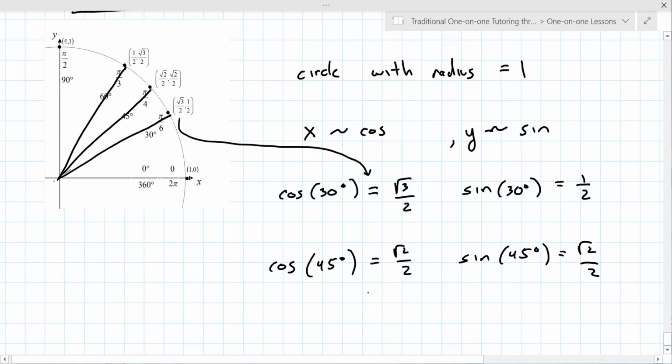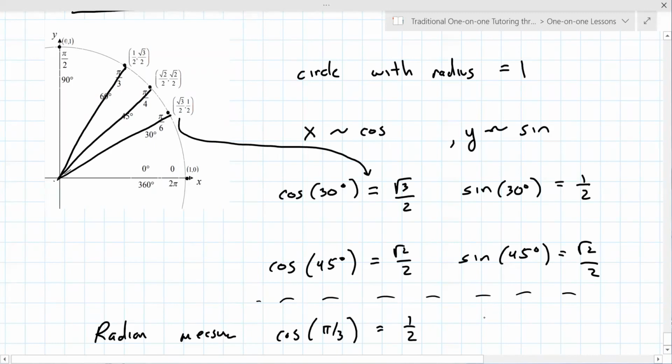Now, generally, these are going to be given in what's called radian measure in your class. So it'll be more like, what is the cosine of pi over 3? And you're supposed to say, oh, it's right there. It's the x value. It's 1/2. What is the sine of pi over 3? Wait, is it all given or no? No, you have to know this. You'll be expected to memorize this. The whole thing.